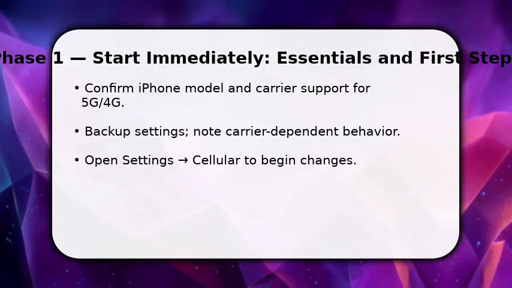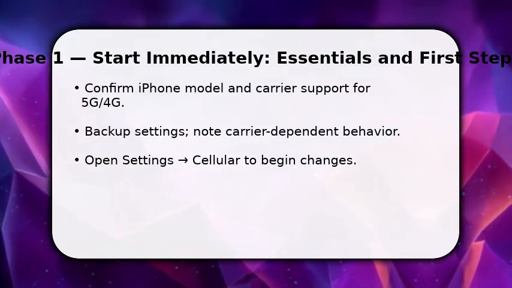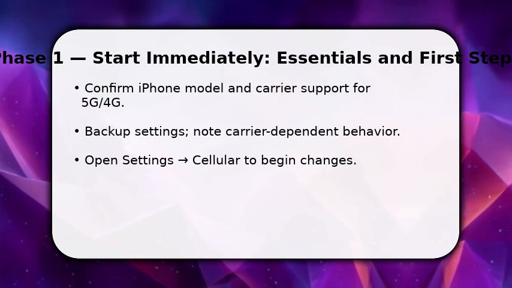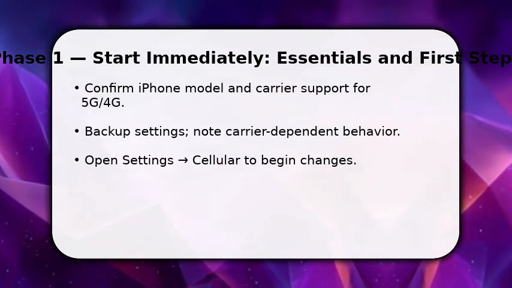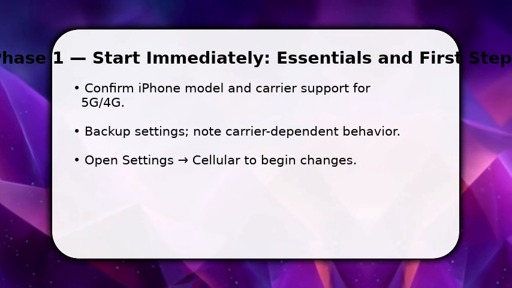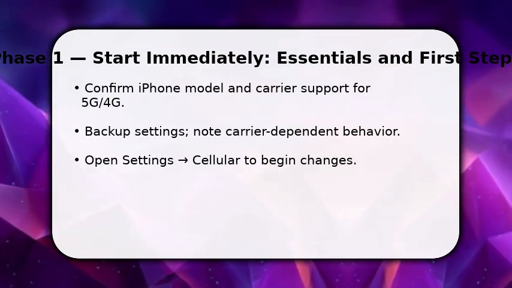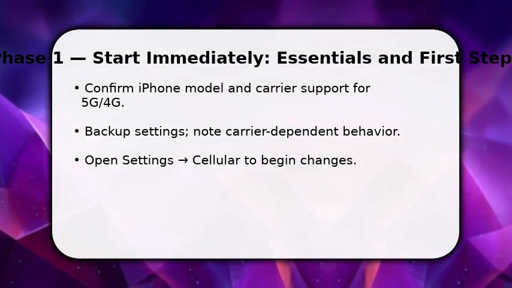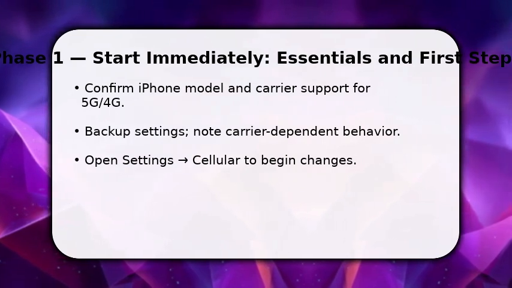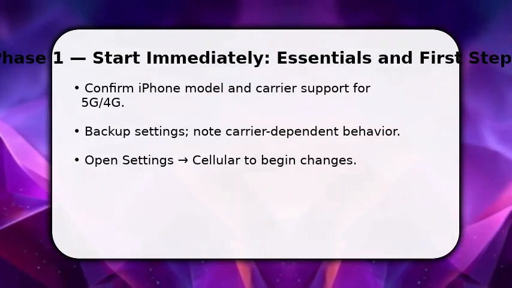Now open Settings, tap Cellular, and focus on cellular data options. You're doing this because toggling network modes is safer inside the OS than toggling antenna hardware. Make sure airplane mode is off and cellular service is active. That prepares the phone to change preferred network types.